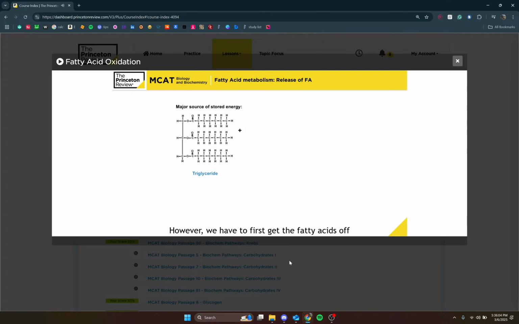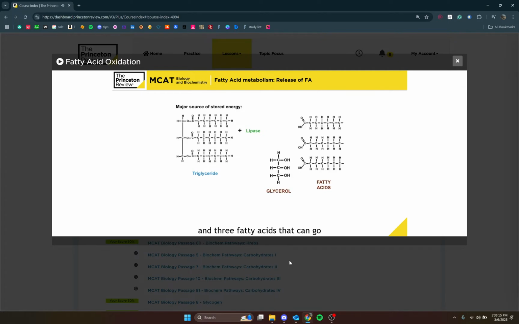However, we have to first get the fatty acids off of the triglyceride. And so the first enzyme that we're going to use to break down fats is an enzyme called lipase. The lipase is going to create an empty glycerol and 3 fatty acids that can go through fatty acid oxidation. The glycerol can be recycled by the liver in gluconeogenesis and other carbohydrate metabolism.